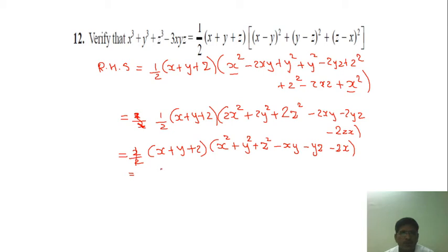So it is the formula of x plus y plus z, x square plus y square plus z square minus xy minus yz minus zx. It is the formula of x cube plus y cube plus z cube minus 3xyz. That is why we can simplify. Clear everyone? So important is you have to remember the formula: x cube plus y cube plus z cube minus 3xyz is equal to x plus y plus z, x square plus y square plus z square minus xy minus yz minus zx.